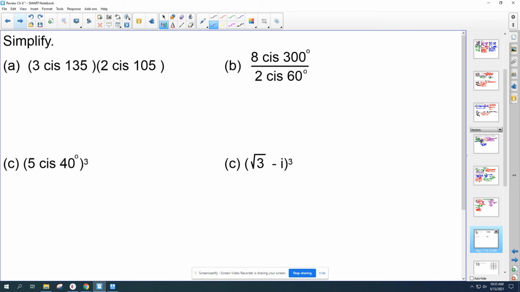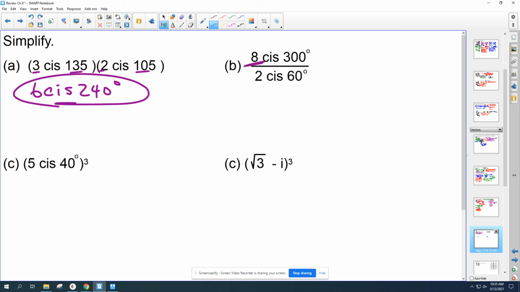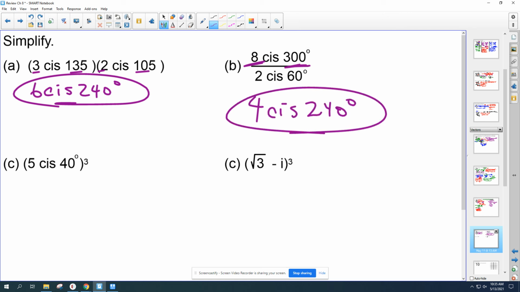Simplify. Polar form is kind of easy because you can just multiply 6 and add 240. As long as we're staying in polar form, you're done. If you had to convert, you'd have to do your r cosine theta plus r sine theta with an i on it. But we're leaving it in polar right here. When you divide, you have to divide and subtract.